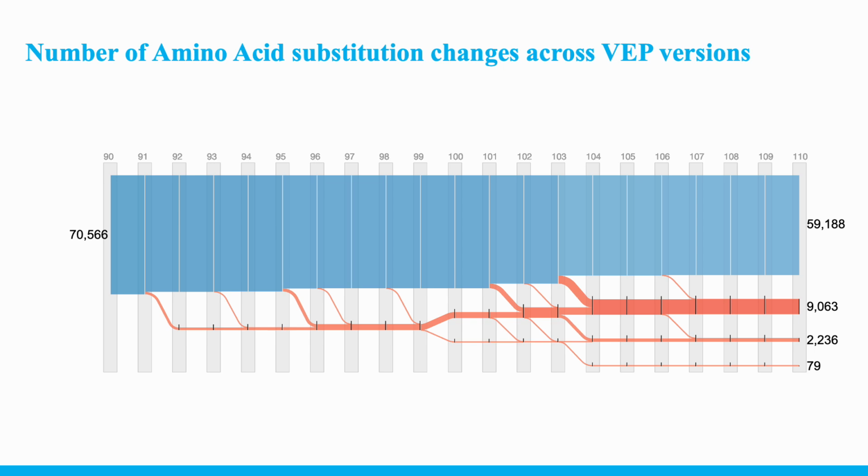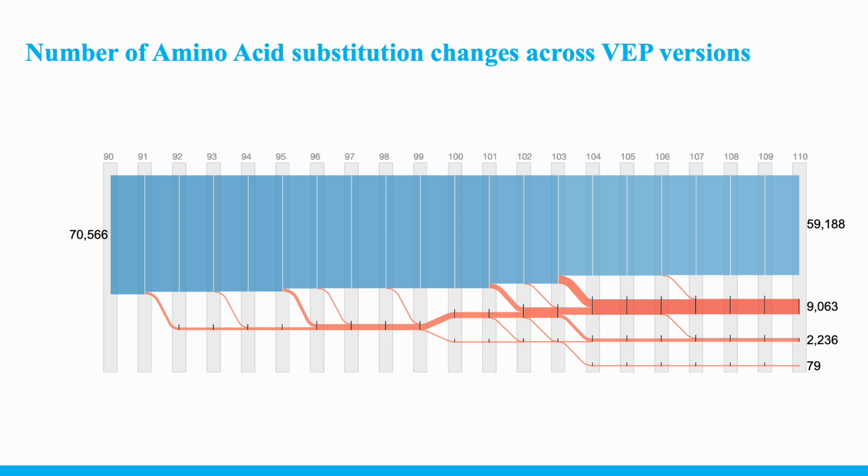Of the original 70,000, 59,188 variants remain unchanged in their amino acid substitution. 9,000 have at least one amino acid substitution change across all versions. 2,236 variants were changed twice, and 79 had 3 changes across all versions from version 90 to 110. But then the question is, okay, so what?